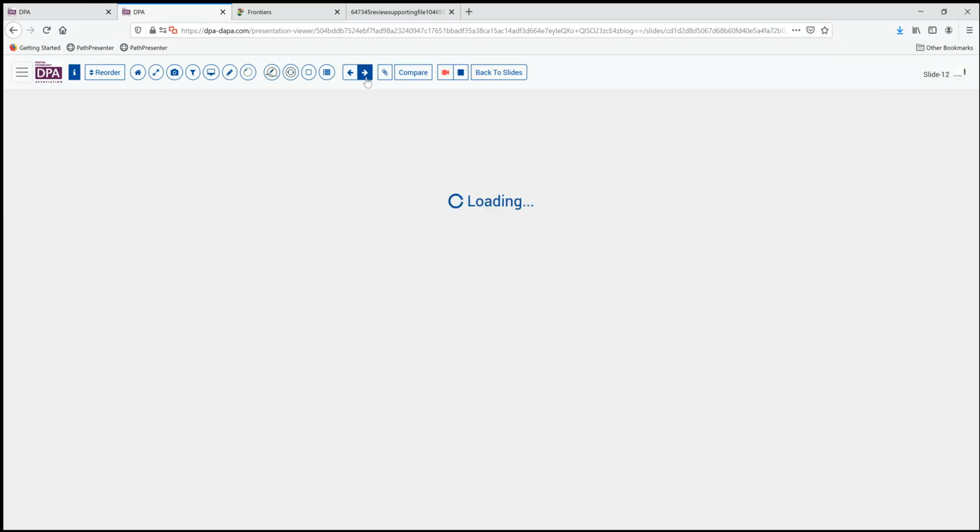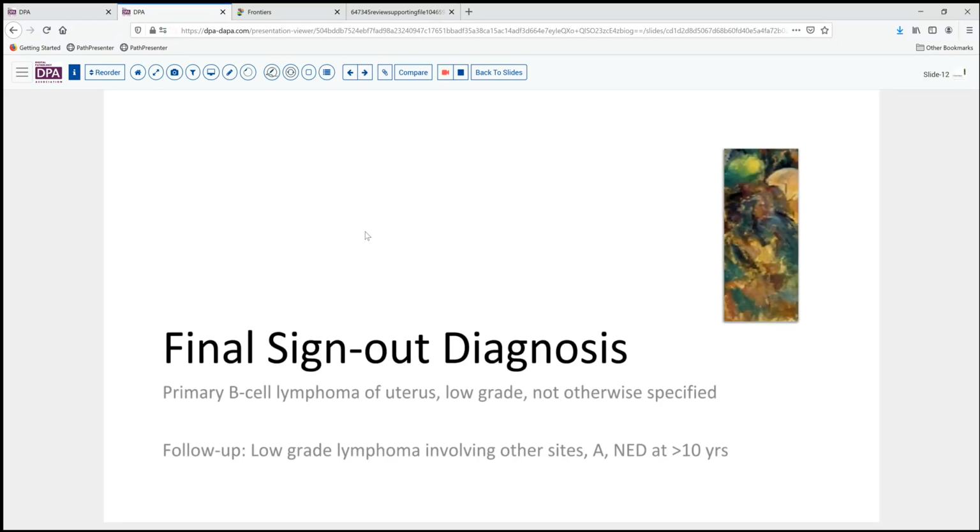So our final sign-out diagnosis here for today is primary B-cell lymphoma of the uterus, low grade, not otherwise specified, probably small lymphocytic lymphoma. Of interest, this is a case where we have some follow-up. This patient later was found to have low-grade lymphoma involving other sites. And the patient is alive with no evidence of residual disease at more than 10 years follow-up. So certainly a good outcome in that situation.